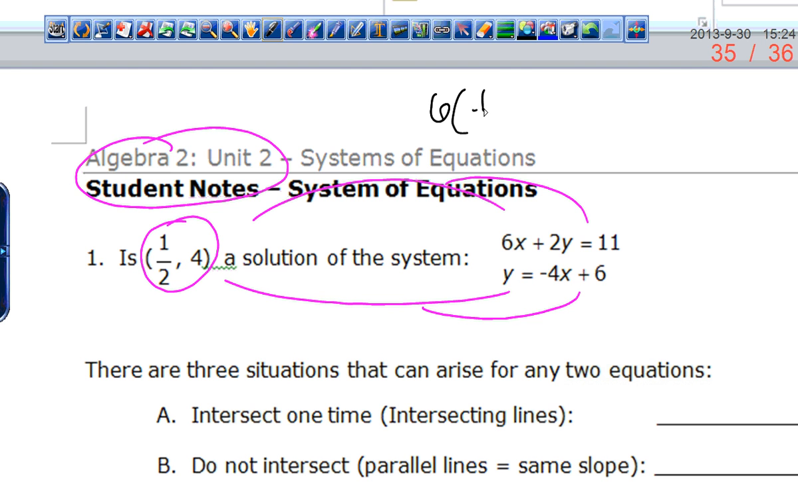So 6 times 1/2, plus 2 times 4 equals 11.